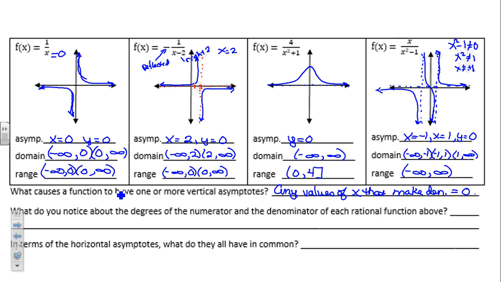So far so good? Okay, now I'm going to ask you about the degrees of the numerator and the denominator. We want to look at those and compare them. First one, what's the degree of the numerator?